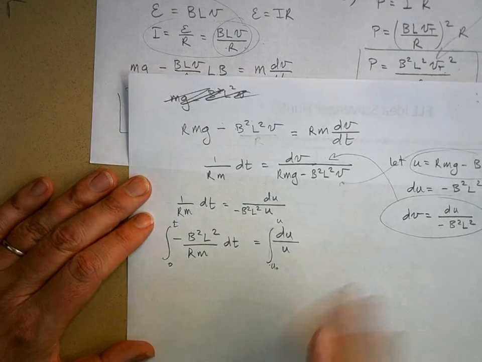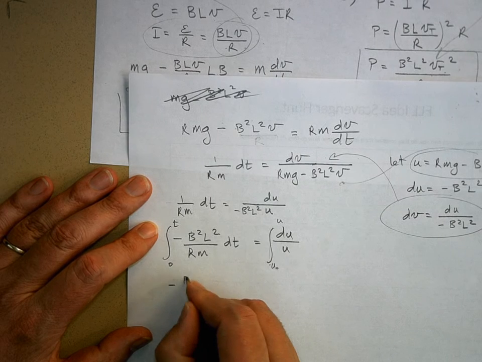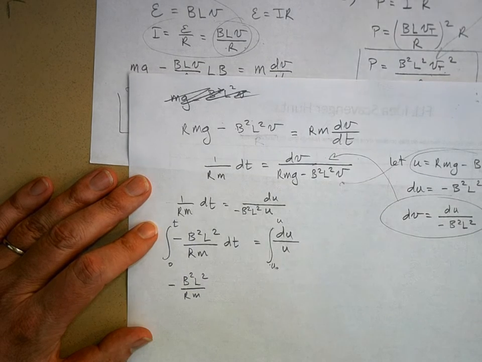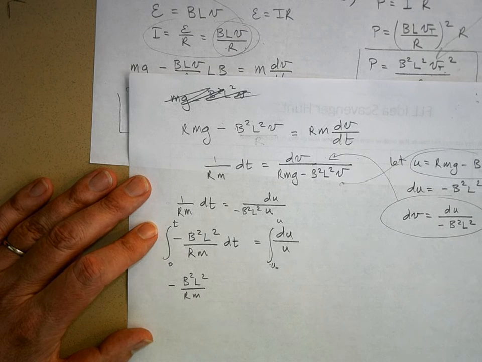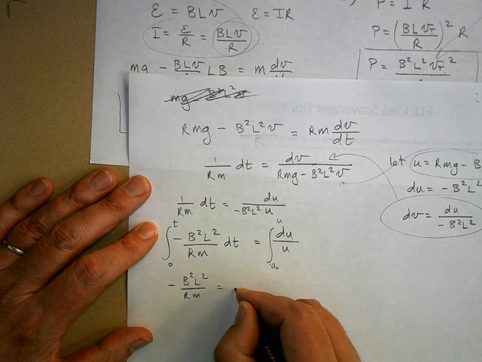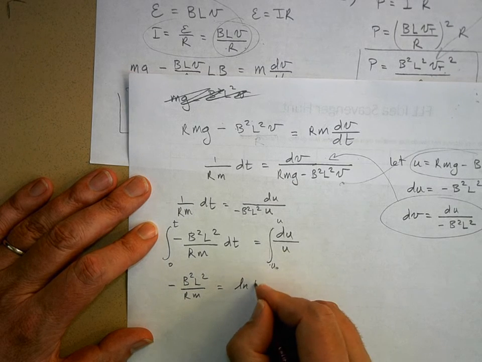And so here we get negative b squared L squared over r times m. Now, one thing, if you're following along, please try to help me if I drop a variable or a negative sign. I want some help here. Equals the natural log of u over u naught.